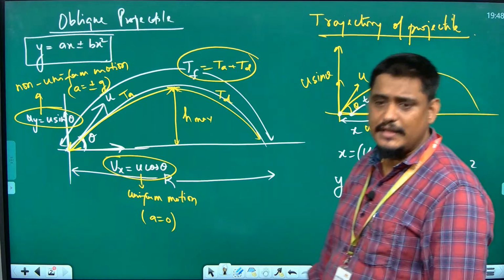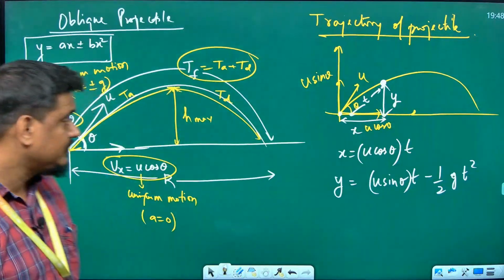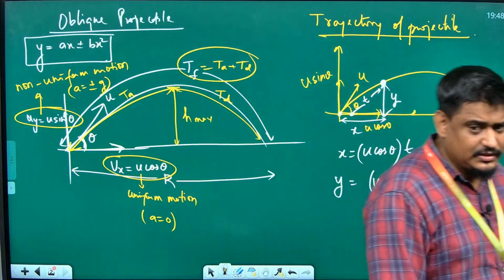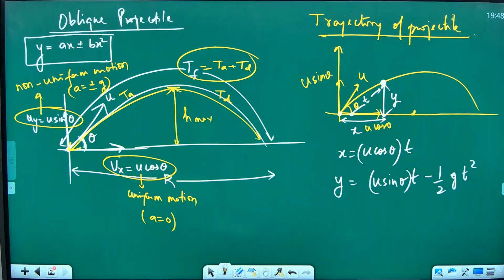Yes, sir. Yeah, tell me, Kirtana. Why will we put g here? X is what? Horizontal component, isn't it? Why will we have g here? Only the vertical component we will have plus or minus g. Horizontal component only a, which is 0.